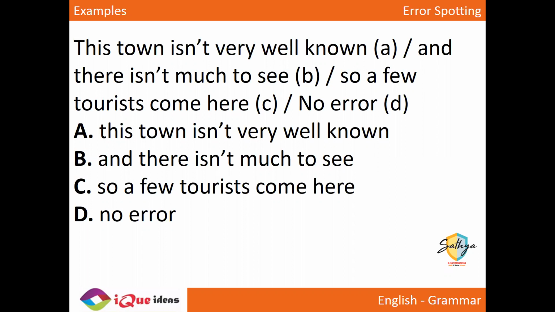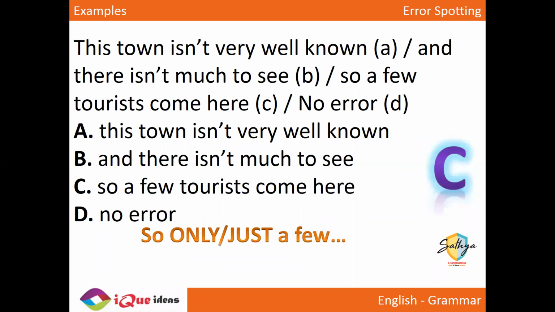There are two ways of correcting this. In fact, the error obviously is in part C, right? That's correct. So there are two ways in which you can correct it. Either you introduce the word only or just in front of a, or you can altogether eliminate the article a. So either you can say, this town isn't very well known and there isn't much to see, so only a few tourists come here. Or alternatively, you could say, this town isn't very well known and there isn't much to see, so few tourists come here.